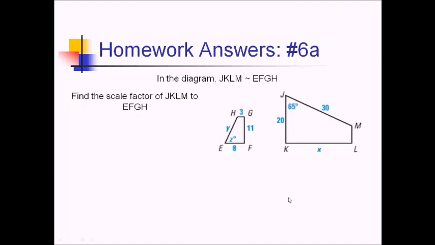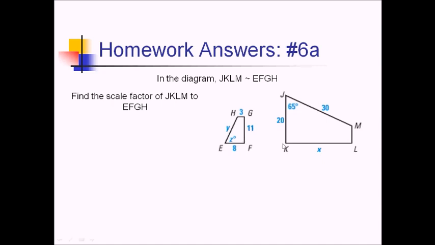For number 6, we're going to use this diagram in which JKLM is similar to EFGH. For part A, they want us to figure out the scale factor of this larger quadrilateral to the smaller one. So for that, we just need to find two corresponding sides and figure out the reduced ratio of those. So we need to figure out two sides to go together. It's a little trickier on this one because they're not oriented the same way. This larger shape is actually this smaller one rotated about 90 degrees.